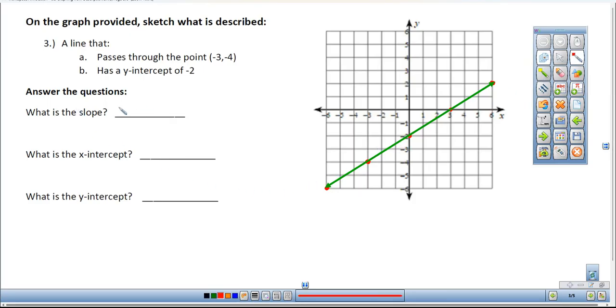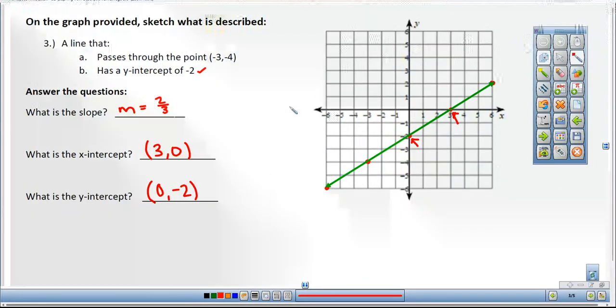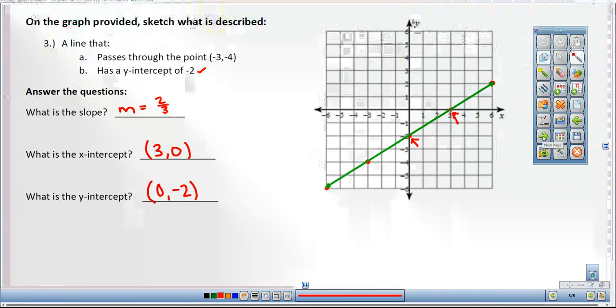What is the slope? Well, as we stated, we're growing 2 for every 3. What's the x-intercept? The x-intercept is right here, and that is 3, 0. What is the y-intercept? That is here, and that is a different point, but 0, -2, which did kind of come directly from that. So my goal is to teach you that once you speak this language fluently, these aren't difficult questions to answer.